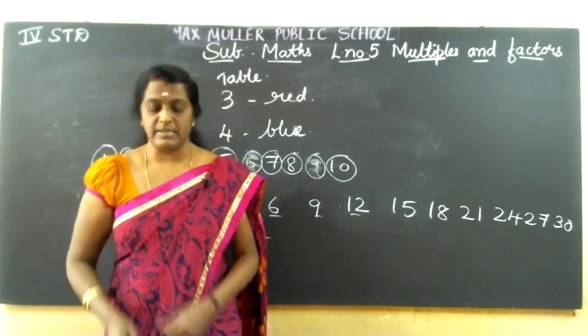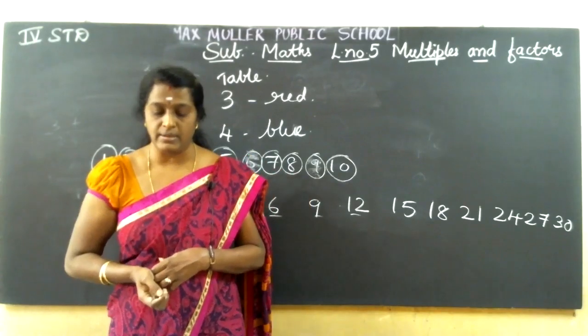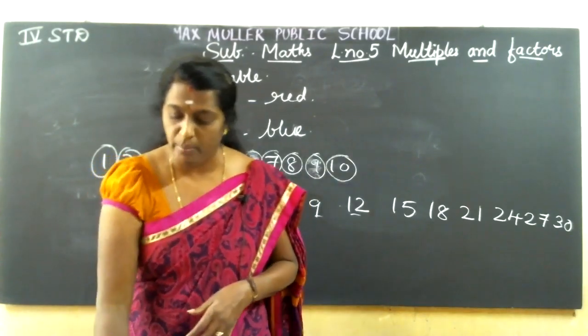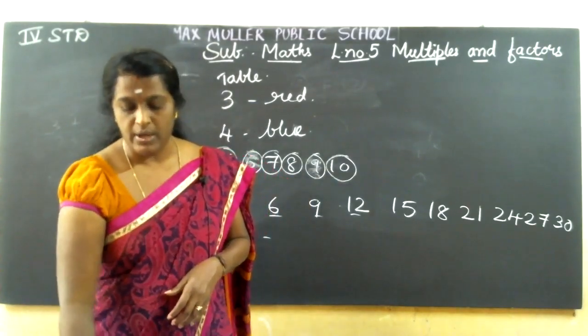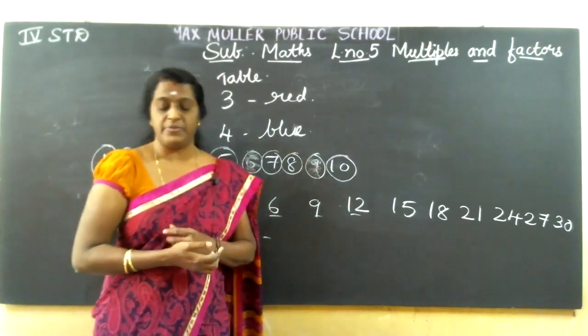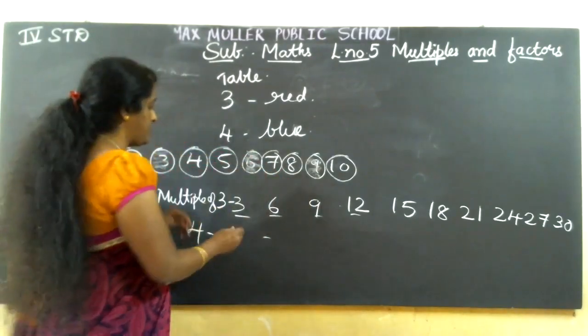Common multiples: the circle with both the colors, that is red and blue, are the common multiples of 3 and 4. Therefore, which are the common multiples of 3 and 4?